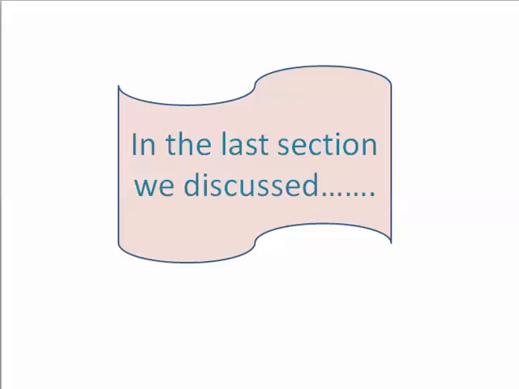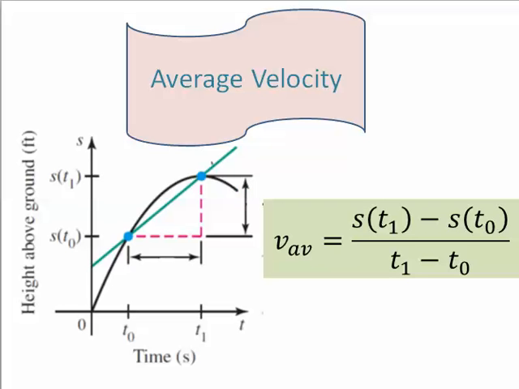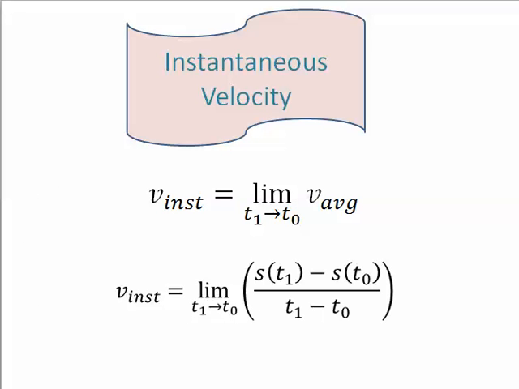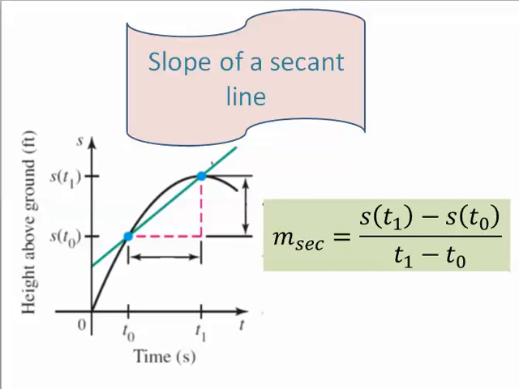3.2 Definition of Limits. In the last section we discussed average velocity, and we said that if you make the time intervals shorter and shorter, you get a better and better approximation of the instantaneous velocity. And that process of making the time intervals shorter and shorter, that process is a limit process. We also discussed secant lines.